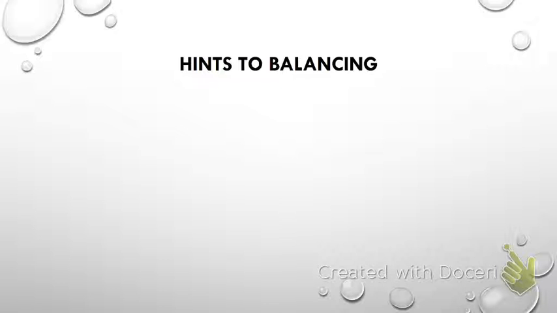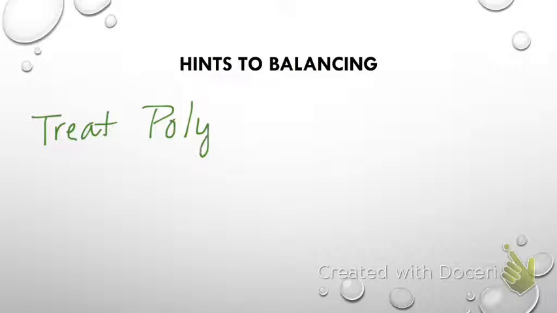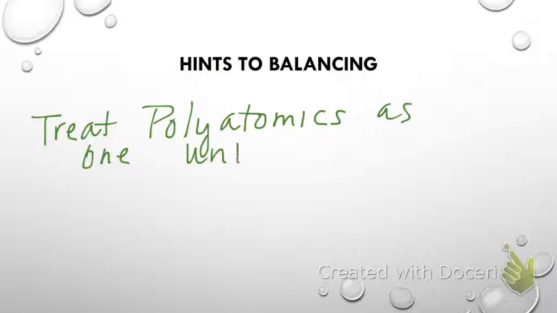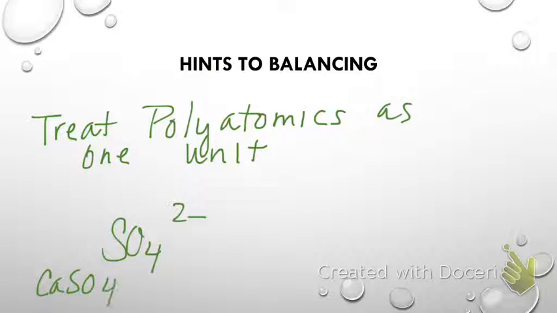But this is a very big hint, and it'll make your life easier, and that is treat polyatomics as one unit. What I mean by that is, let's say I have SO4 2 minus, or I've got calcium sulfate in there. Balance the sulfate as one unit. Don't try to balance the sulfur and the oxygen separately. It makes it way more difficult.